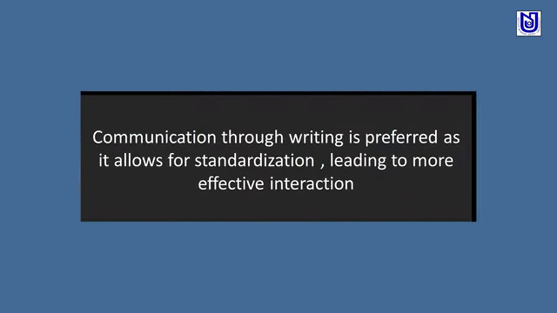Finally, we will say that communication through writing is preferred as it allows for standardization, leading to more effective interaction. So, as we are taking care of so many parts of communication only in the writing form, you can attain a higher standard and you are also able to effectively communicate.